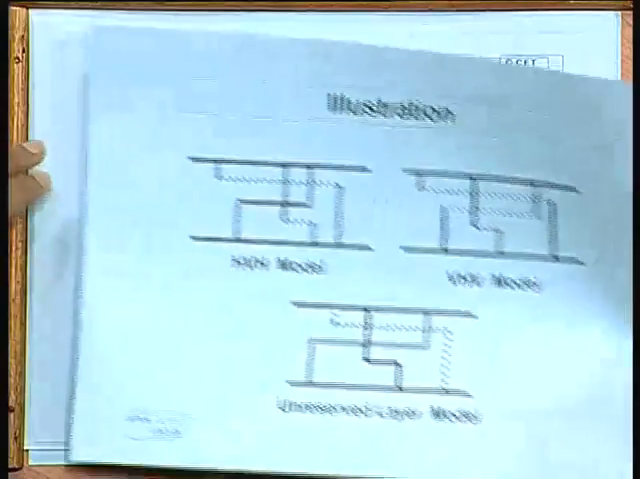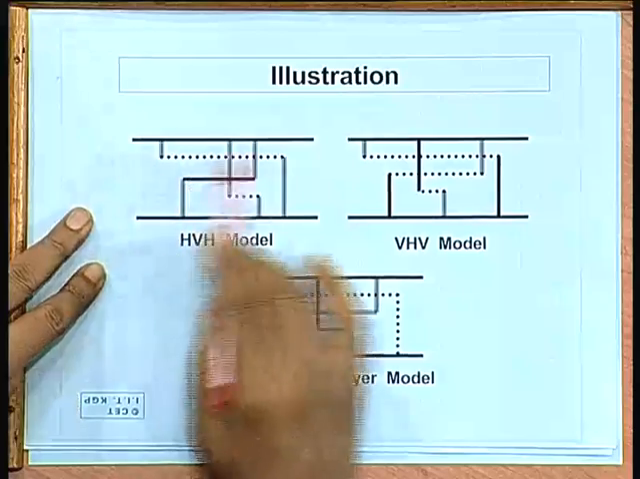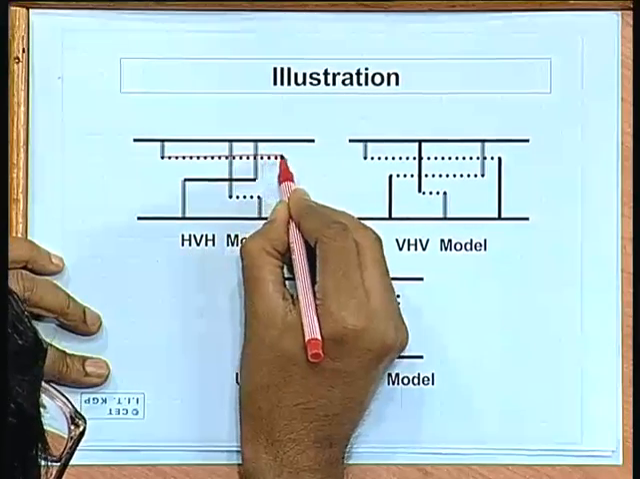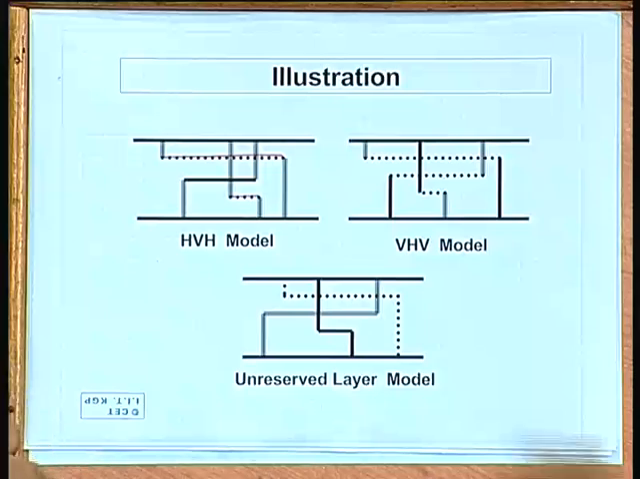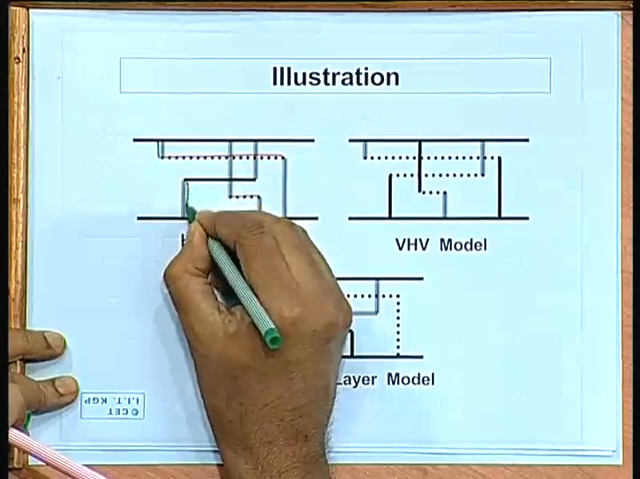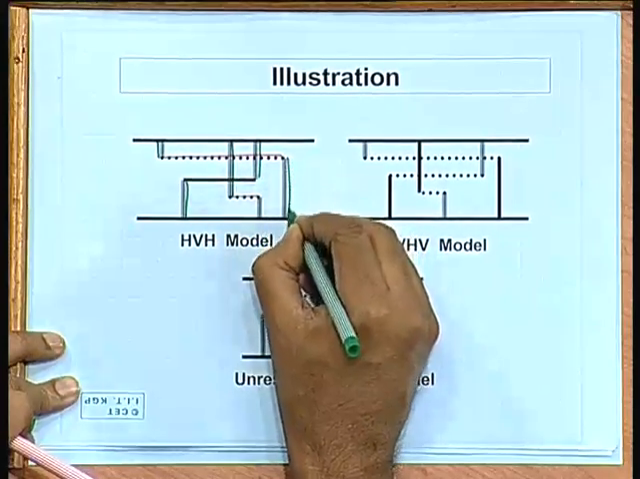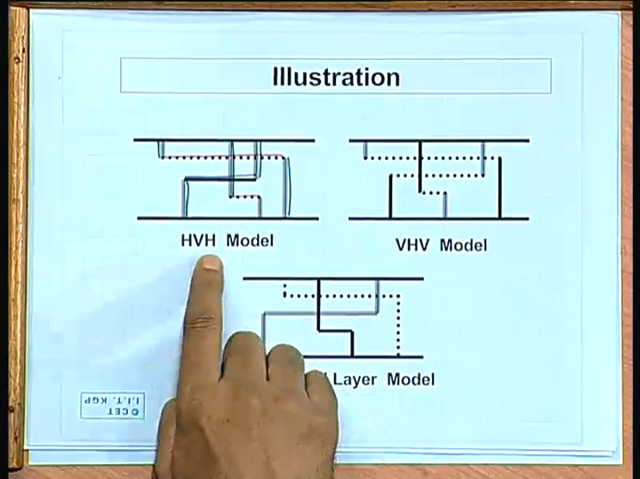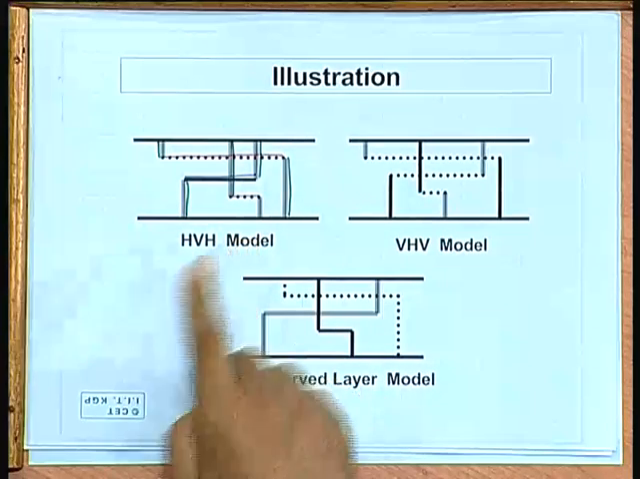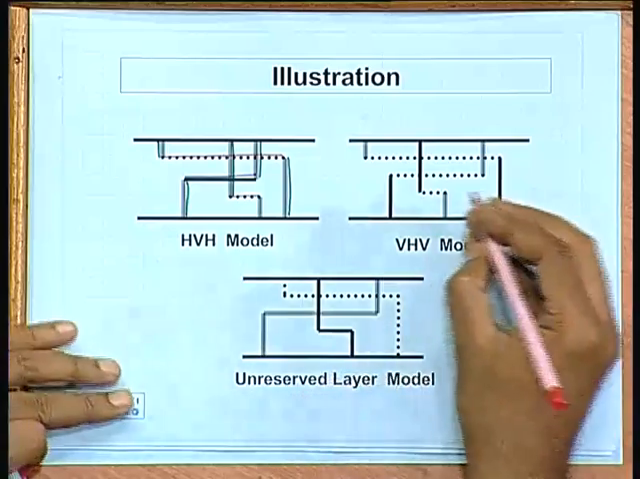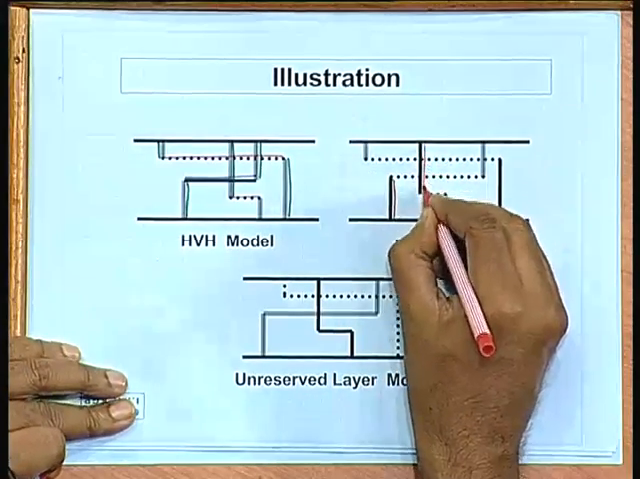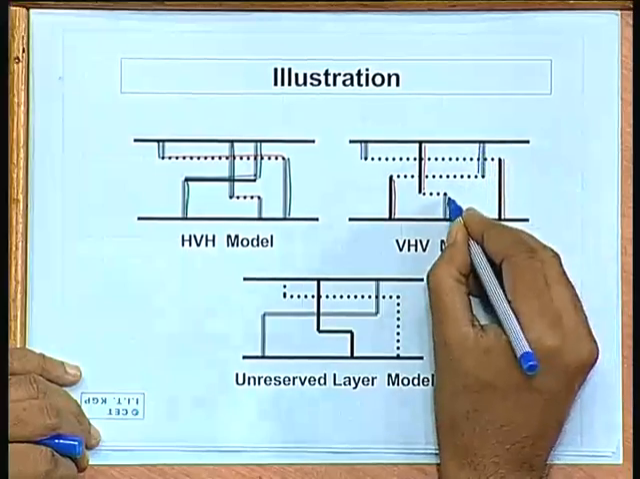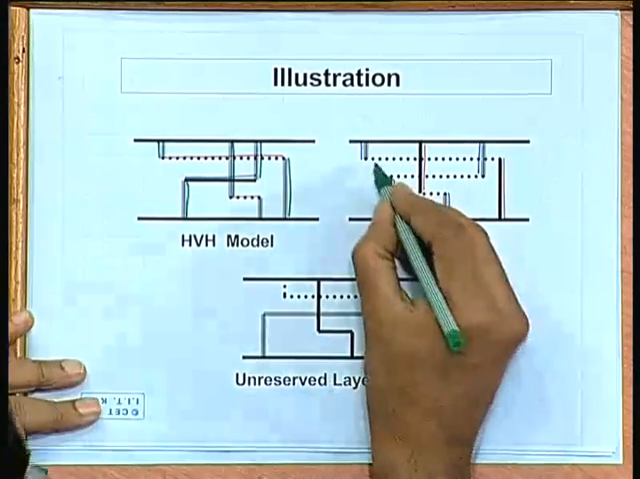So, some simple examples. This shows a typical illustration for the HVH model. I am showing this by color. This is the first layer, layer 1 is H, this is layer 2, layer 2 is vertical, and this is layer 3. Layer 1 and layer 3 will be horizontal, layer 2 will be vertical. So, this is a typical example. Similarly, the VHV model. There are 2 layers which will carry vertical lines, this is one, this is the other, and you can have one horizontal line.